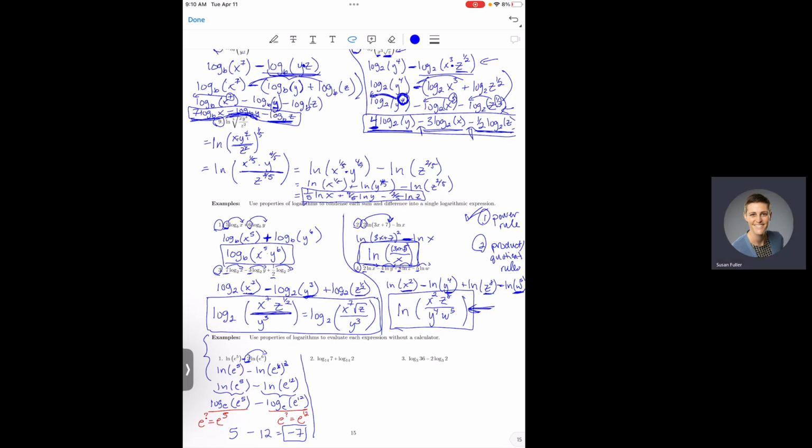All right, let's go to number 2 here. Log base 14 of 7 plus log base 14 of 2.